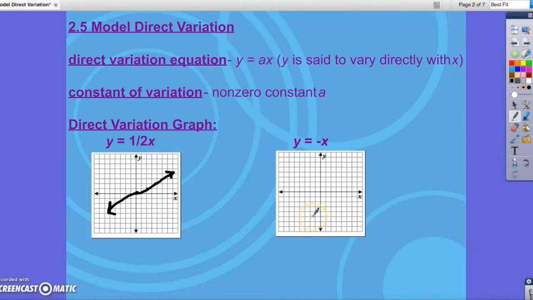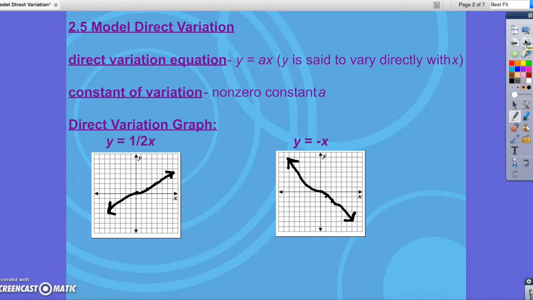Now how I graph this when y equals negative x, once again, still starts at 0, 0, the origin. Go down 1, right 1. Down 1, right 1. And then once again, we'll connect the points. And hopefully you can draw your line a little better than I can right now. But you get the idea there.